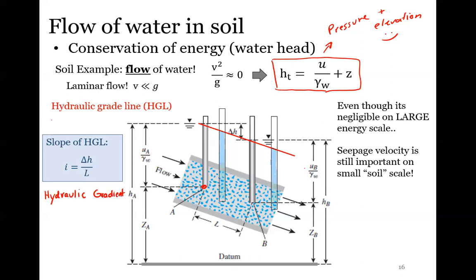So that hydraulic gradient is represented by i, and it's just the change of head divided by the length of the flow. Now, the important thing is this length is the length that is parallel to the flow. It's always going to be parallel to the flow. So in this idealized pipe filled with soil, it's tilted at an angle. The flow lines are going this direction, so our length needs to go that direction as well.